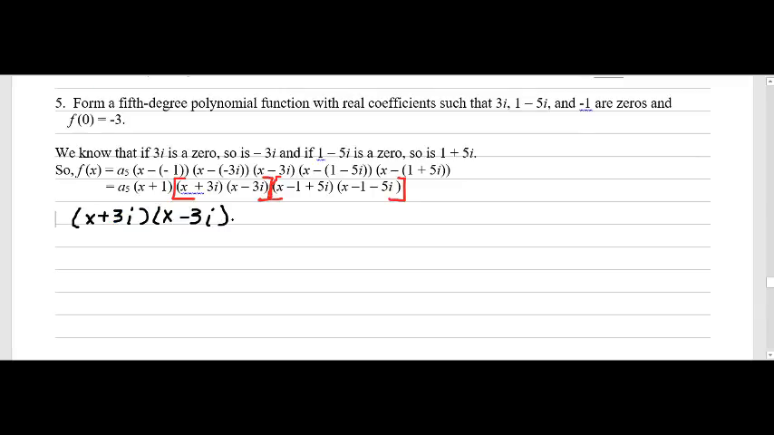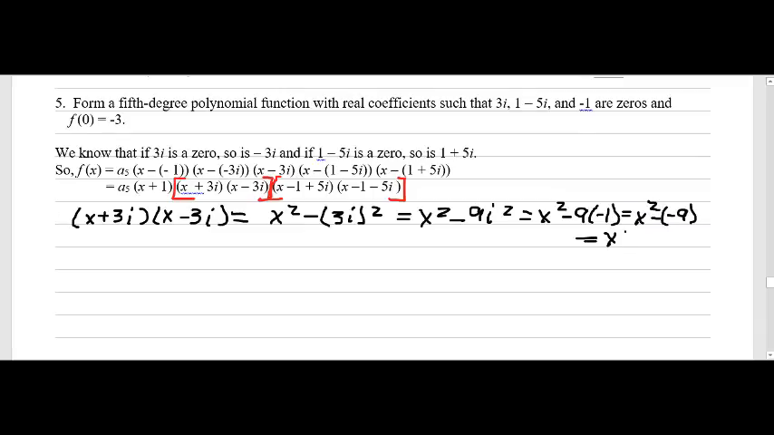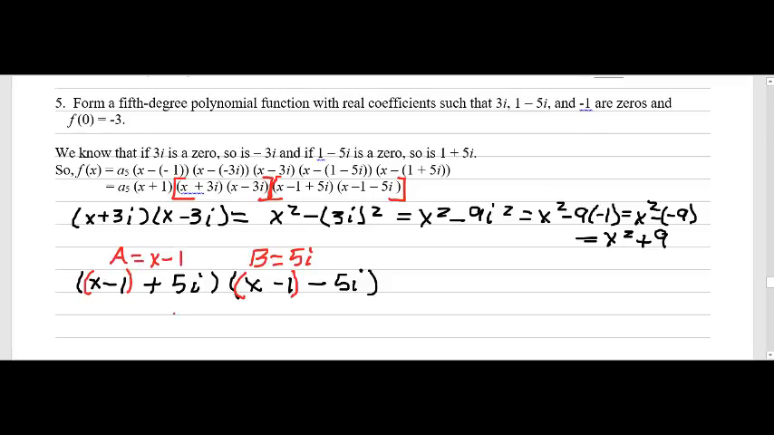All right, so we simplify this so that we don't have any parentheses inside a parenthesis. And we're going to do the product x plus 3i times x minus 3i first to get x squared plus 9. And then we're going to do the product x minus 1 plus 5i times x minus 1 minus 5i. And we're going to look at this as an a plus b times an a minus b, where a is x minus 1 and b is 5i.